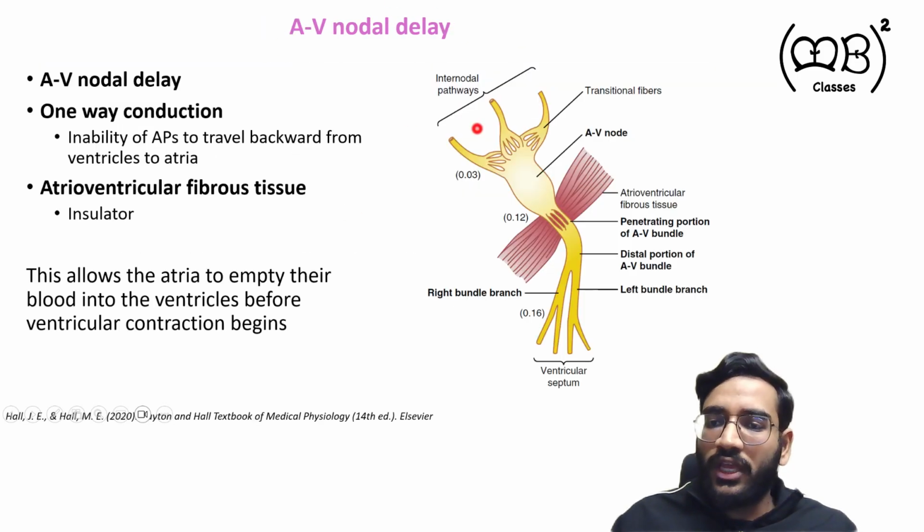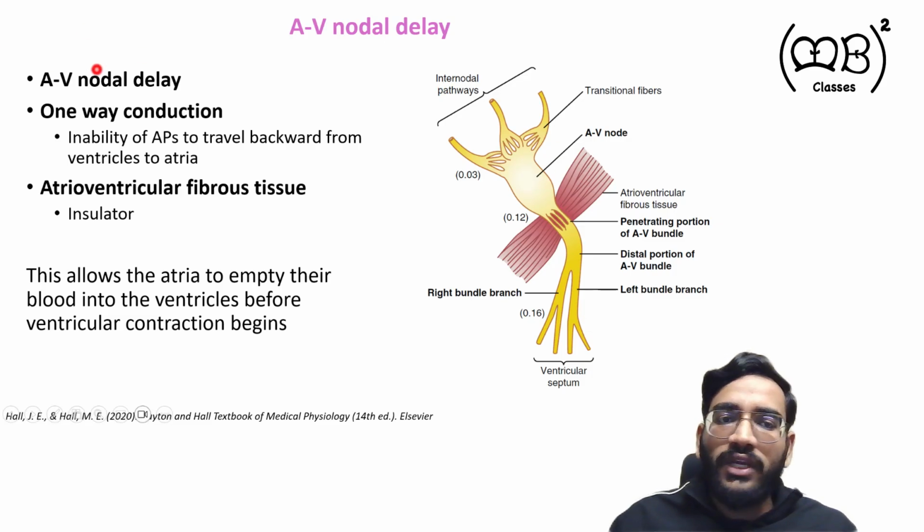So coming into the AV node, the anterior, middle and posterior internodal pathways, via the transitional fibers, will go into the AV node. From the AV node there will be a penetrating portion of the AV bundle, which is the bundle of His, which will penetrate the atrioventricular fibrous tissue. And then there will be a distal portion of the AV bundle, dividing into the left bundle branch and right bundle branch, and then the Purkinje fibers will spread into the ventricles and supply the ventricular musculature.